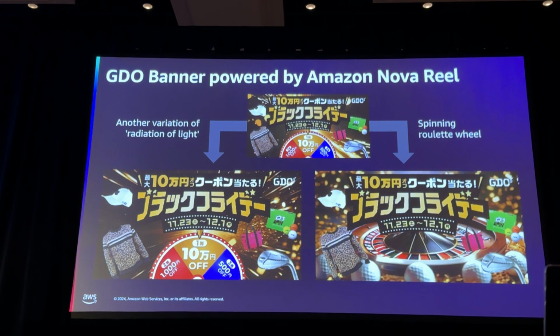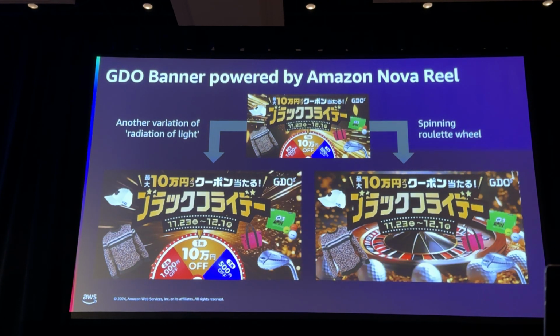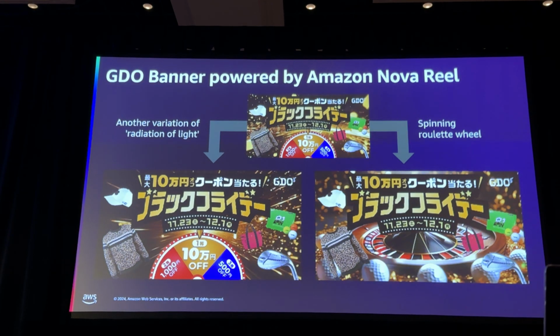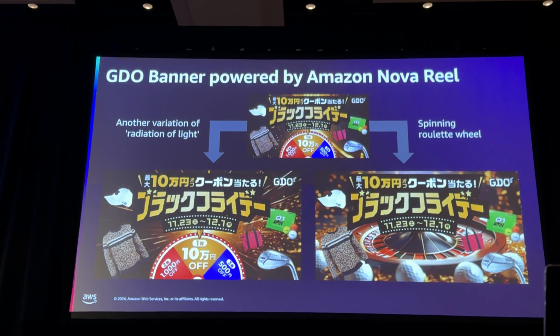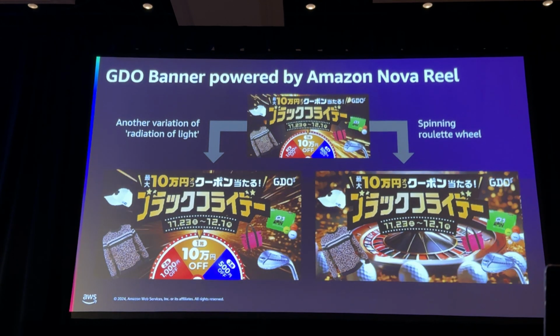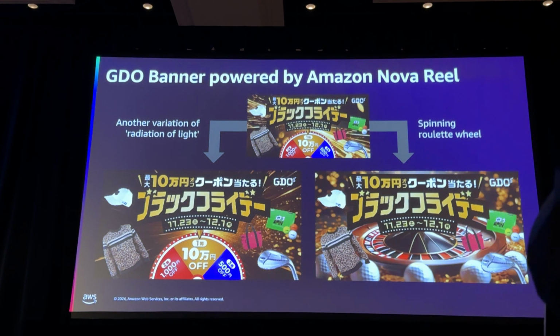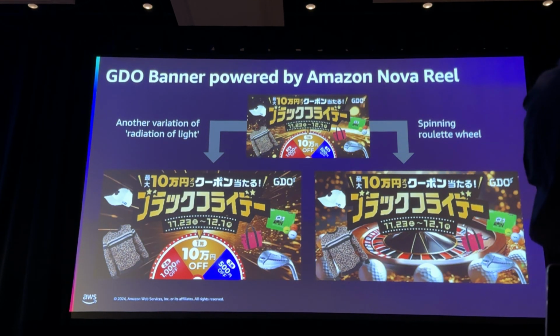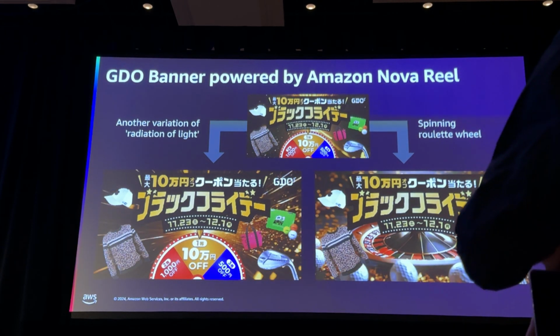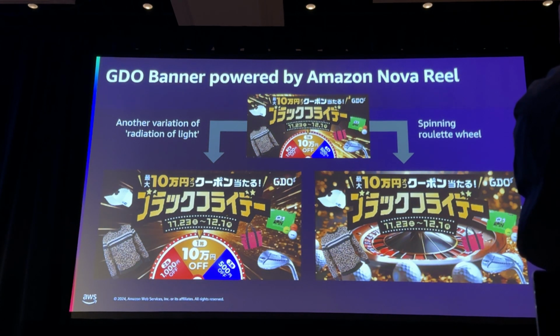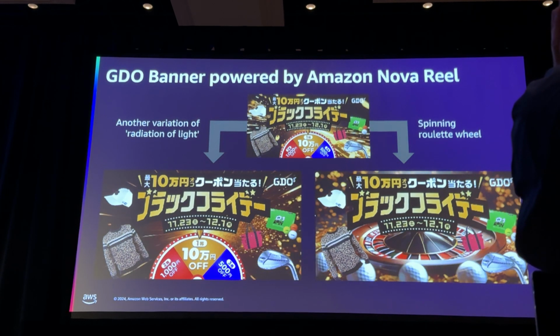For example, suppose we put exactly the same prompt to the video generation AI again, then we can get a similar but slightly different video background. For example, maybe you can check the motion of the light is a little bit different. And of course, when we input a different prompt, for example, a more complex motion like a spinning roulette wheel, then we can get such a background.